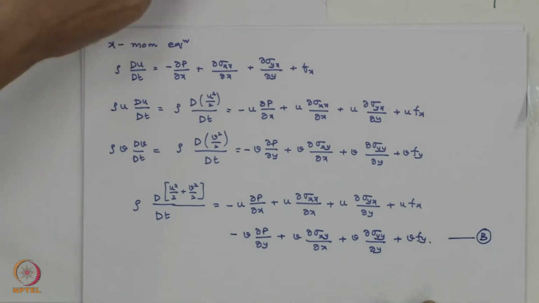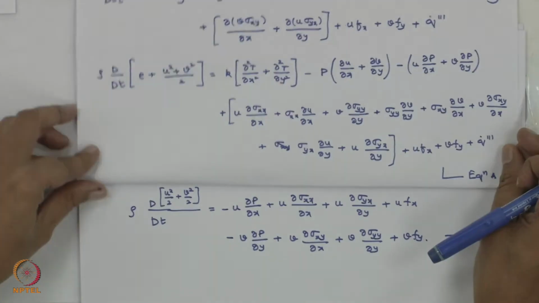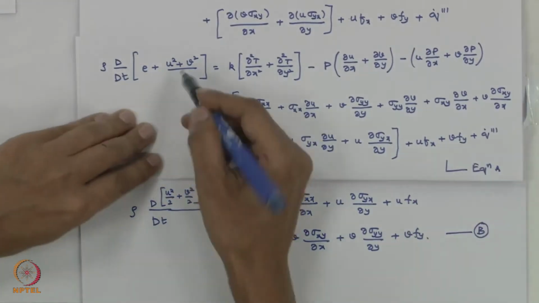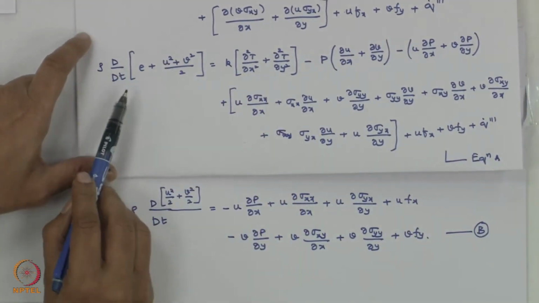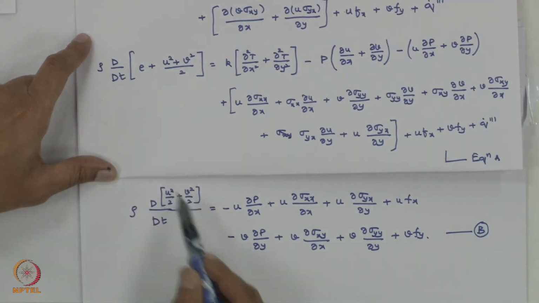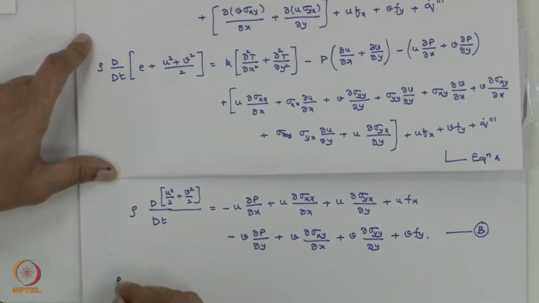What I am trying to do here is to deduct equation A minus B. So we have A here and we have B here. If I deduct, on the left hand side you have E plus u squared plus v squared by 2, and here you have u squared by 2 plus v squared by 2. So on the left hand side you are going to get rho dE by dt, that's it.